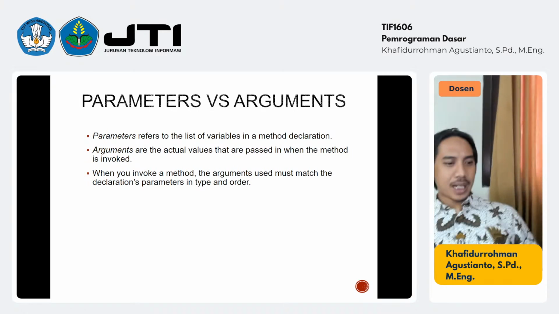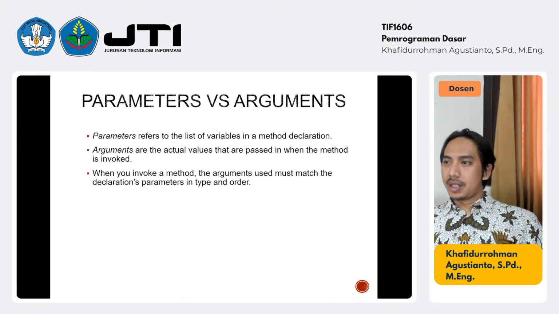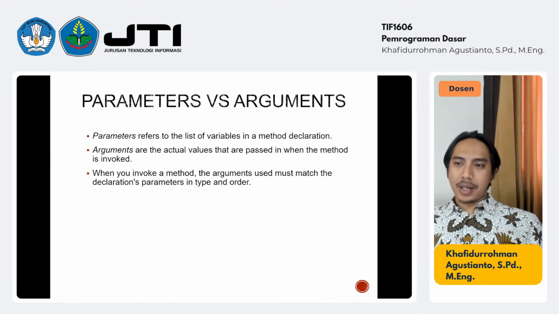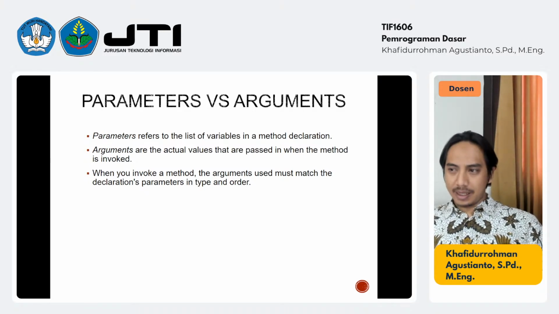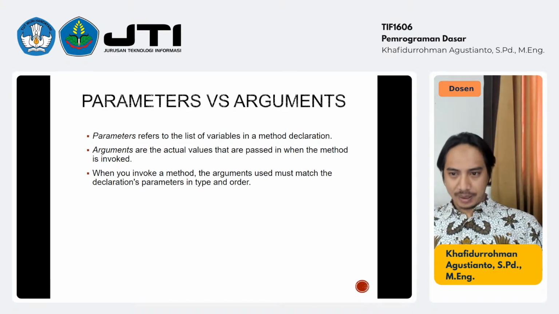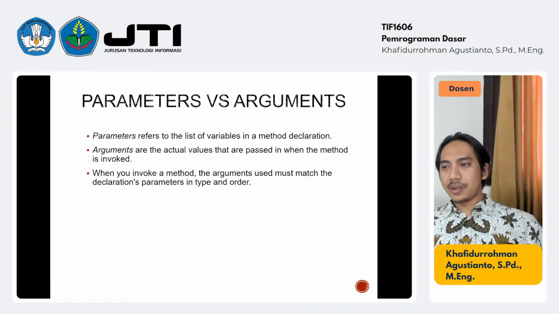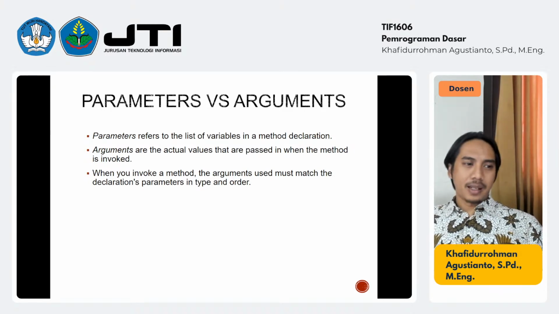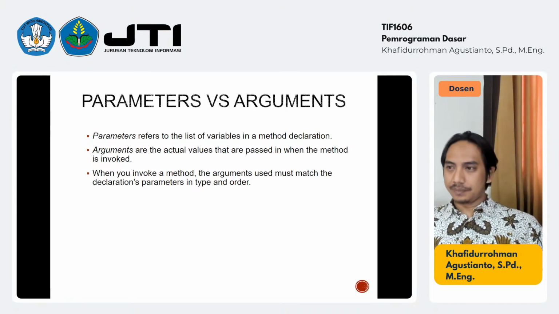Well, parameters versus arguments. Parameters refers to the list of variables in the method declaration. Arguments are the actual values that are passed when the method is invoked. When you invoke a method, the arguments must match the declaration parameters in types and order. So, which one should I use? Yeah, depends on your project, depends on your purpose.